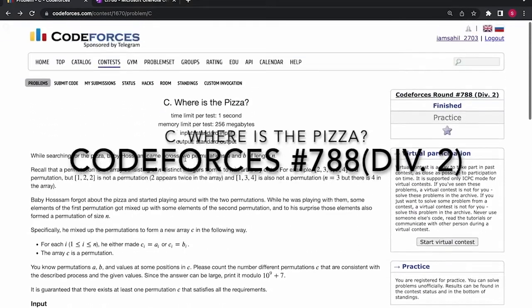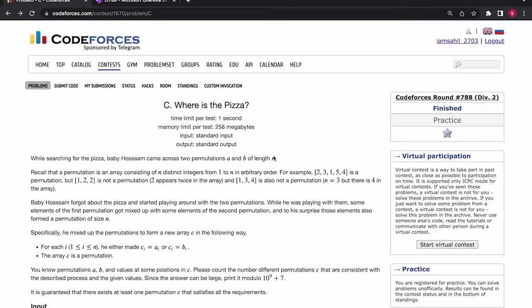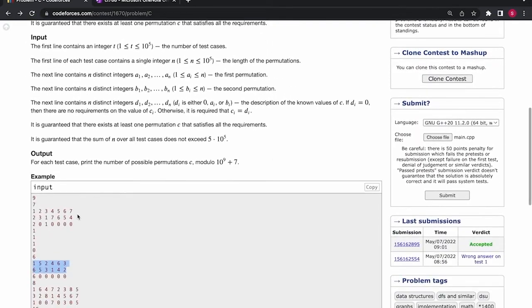So now I'll be solving the third question of Codeforces round 788. In this question, we are given two permutations of equal length. And we are given a third unknown permutation. Some of the elements of this unknown permutation are known to us, and we need to find the number of ways in which we can form the complete permutation wherein we fill the unfilled elements, the unknown elements, okay?